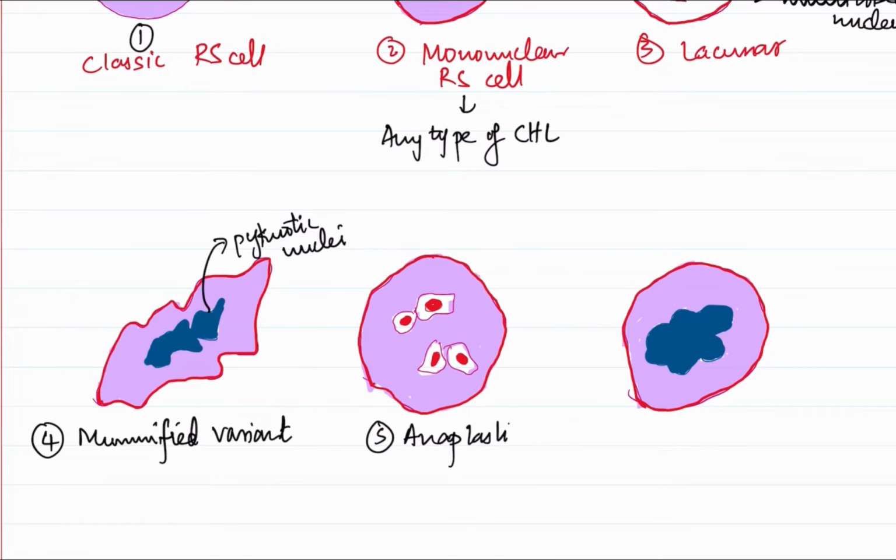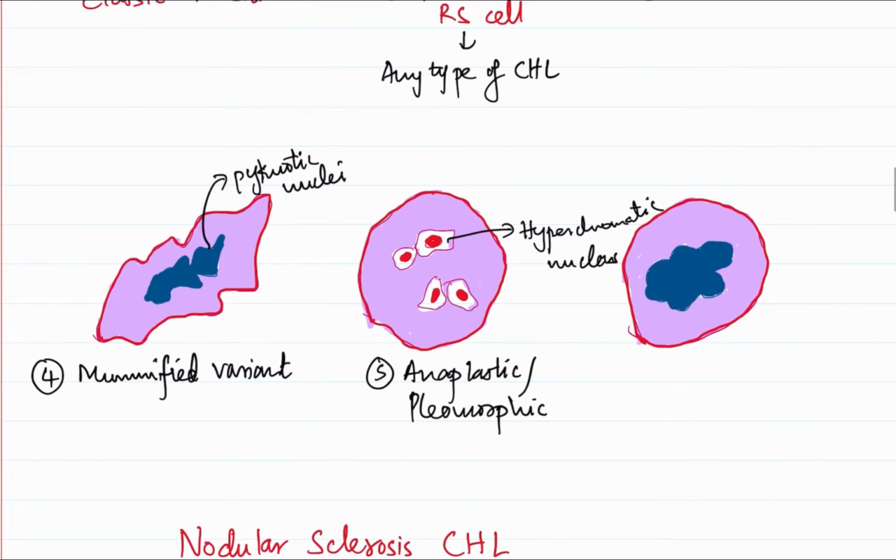And then we have the anaplastic variant. Anaplastic or pleomorphic type, and this is found in the lymphocyte depleted CHL. So they have a large number of hyperchromatic nuclei. That's a feature, hyperchromatic nuclei. And as we know, anaplasia is always associated with a poor prognosis, right? So whenever we see an anaplastic variant, the Hodgkin's lymphoma has a poor prognosis.